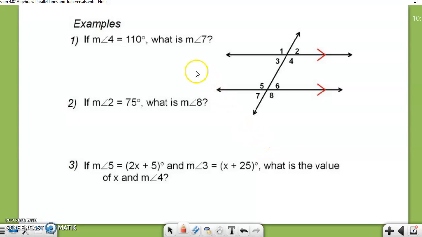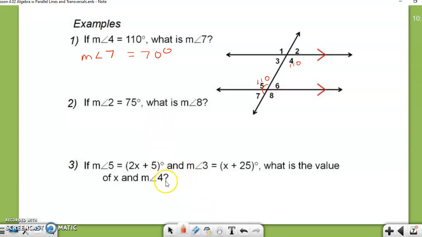So now let's work some examples. If the measure of angle 4 is 110 degrees, what is the measure of angle 7? So I first look at 4 and 7. I know that 4 and 5 are congruent, and 5 and 7 are a linear pair. So that makes, if this is 110, this is 110, now I have a linear pair here, so the measure of angle 7, what can I add here to this to make it 180? Has to be 70 degrees.